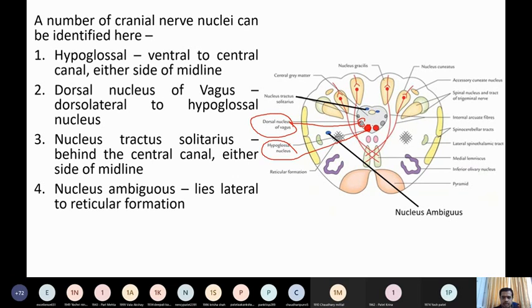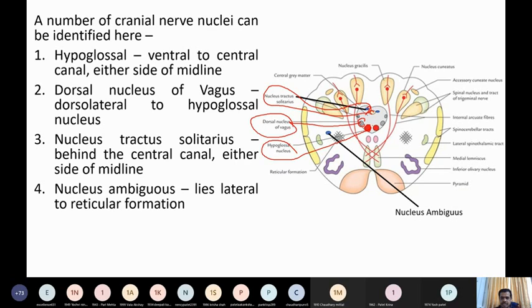Then, behind the central canal, there is a nucleus known as the nucleus of the tractus solitarius. Nucleus of the tractus solitarius. Clear? So, where does it lie? It lies behind the central canal on either side of the midline. Clear?